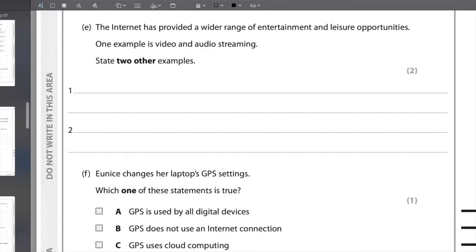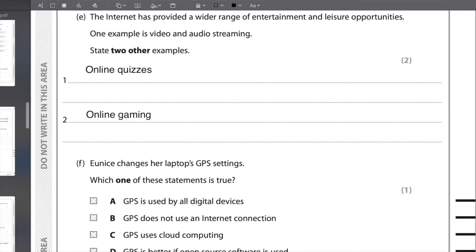So we're thinking online gaming, and we might be thinking perhaps booking systems to book maybe concerts and hotels, things like that, leisure opportunities. We might be thinking ebooks. We might be thinking quizzes. So any two of those is going to work here. So I've chosen online quizzes and online gaming.